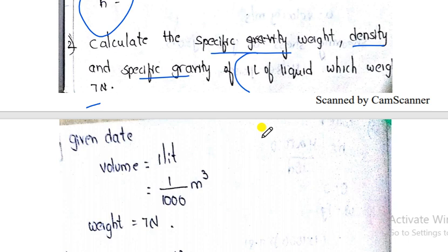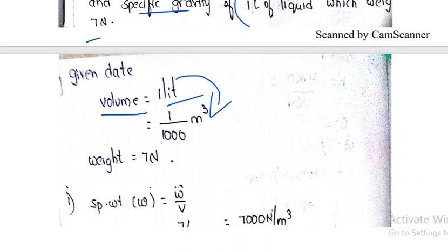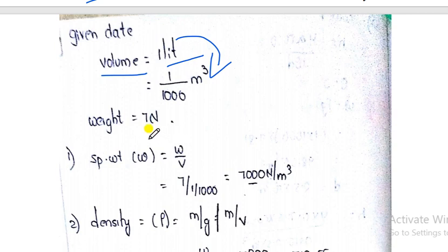So here the volume is 1 liter. If you convert liter into meter cube, divide by 1000, so 1 per 1000, and the weight is 7 newtons. Specific weight is nothing but weight by volume. As you know, the weight is given and the volume is given, so ultimately we can calculate directly by applying the formula.